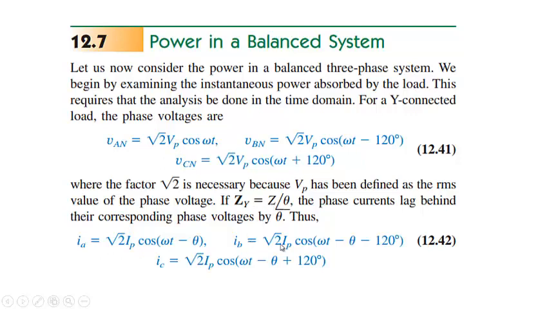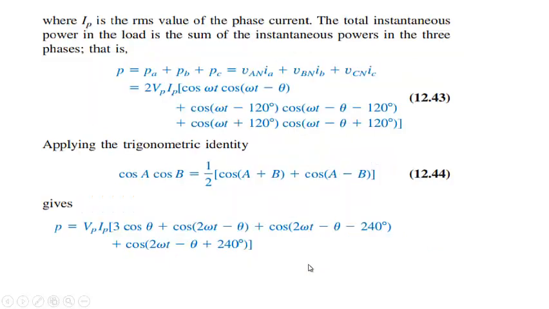Similarly, IB is equal to root 2 IP cos of omega t minus theta minus 120 degrees. So this current will be lagging its voltage by theta. Similarly, IC will be this. So the instantaneous power will be equal to PA plus PB plus PC, that is equal to VAN into IA plus VBN into IB plus VCN into IC, that will be equal to twice VP IP.